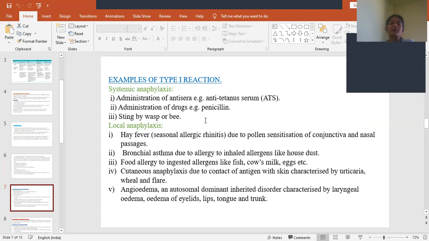And sting by wasp or bee, like honeybee sting or any wasp, if there is an insect bite, at that time also we can see the systemic anaphylactic reactions.